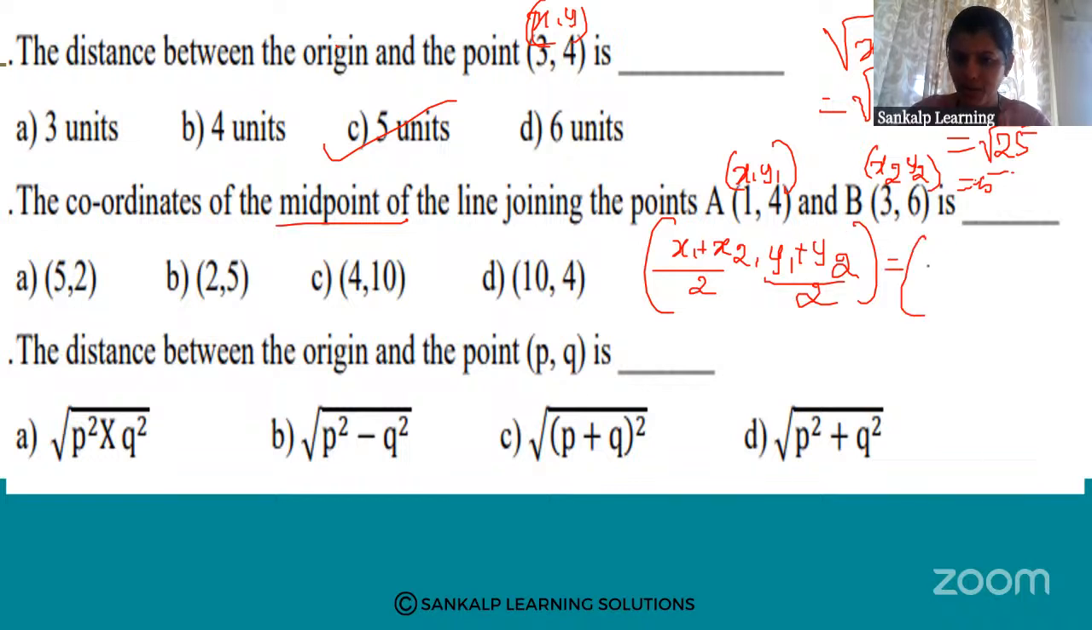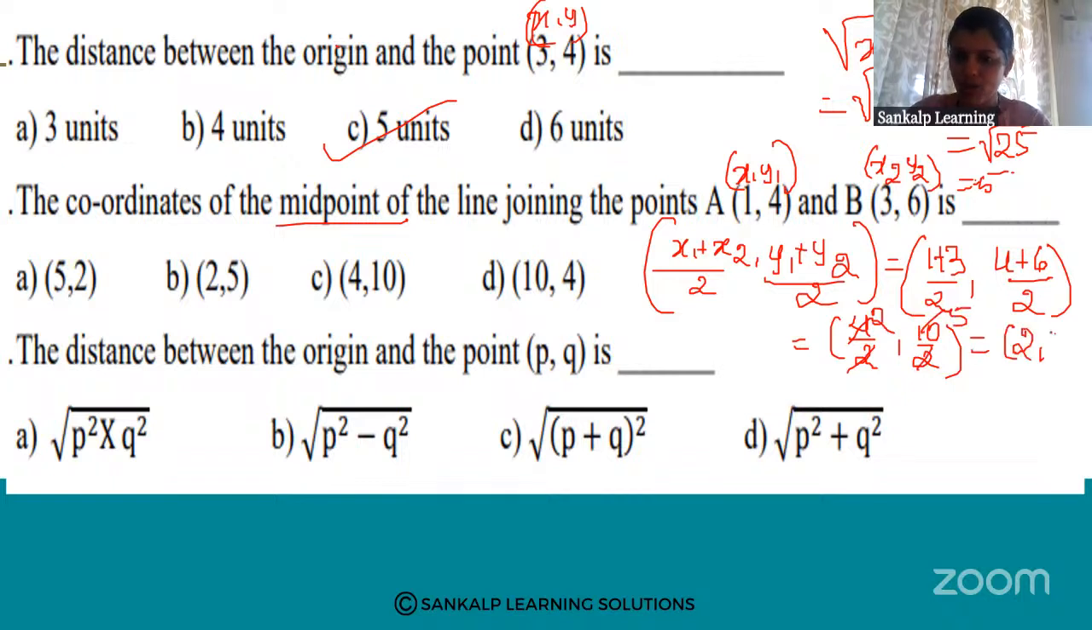The x1 value is 1 here, x2 value is 3, divided by 2, and y1 value is 4 and y2 value is 6, divided by 2. Now 1 plus 3 is 4, 4 divided by 2 is 2, and 4 plus 6 is 10, divided by 2 is 5. So the answer is (2, 5), right? So which option is right here? (2, 5). Option B is right.